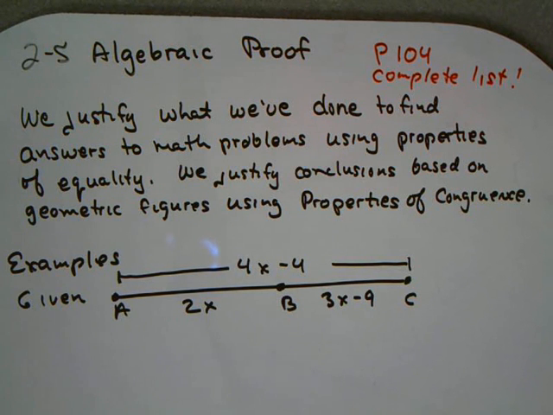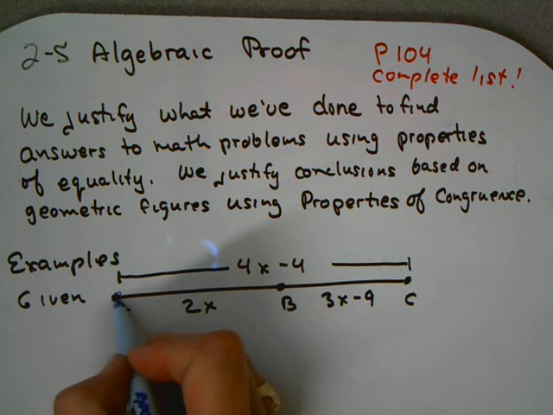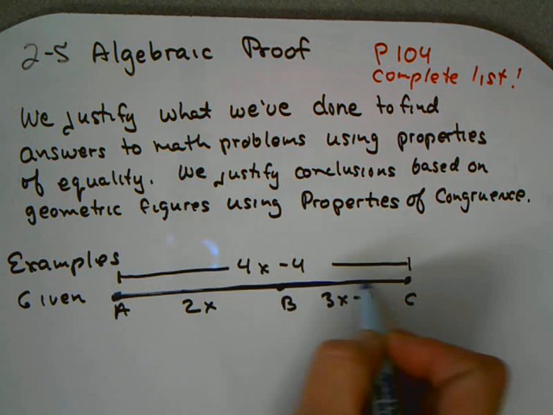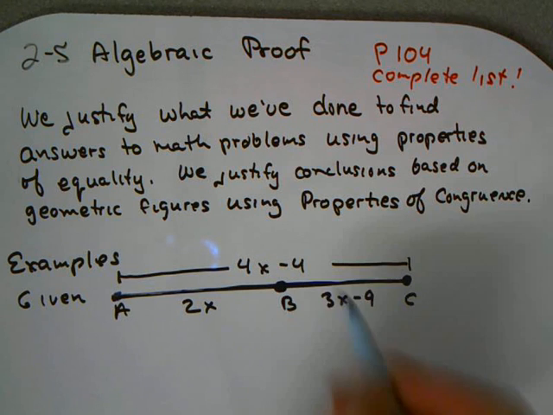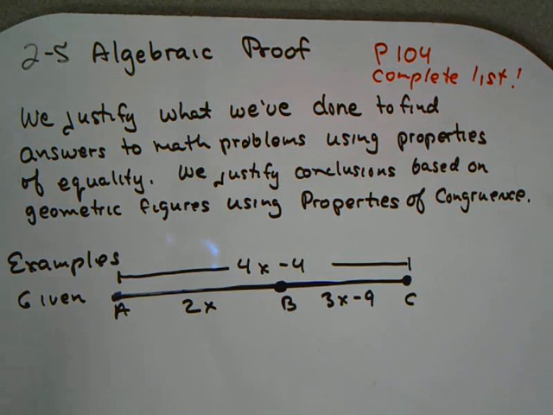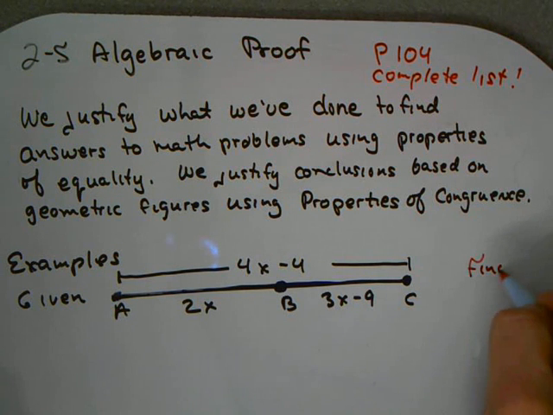Here's an example of combining everything that we've done so far. Let's say we're given a nice segment, A to C, and it's got B, which is between A and C. We're given these expressions for the lengths of each of them. Now, we want to find A to B, B to C, and A to C. That's our goal. So how do we do this?